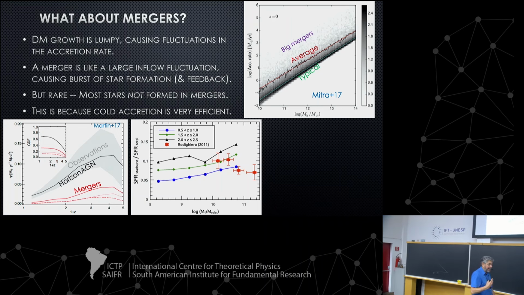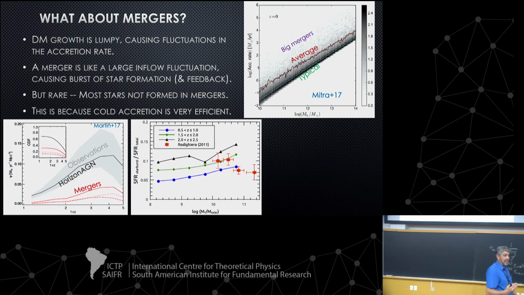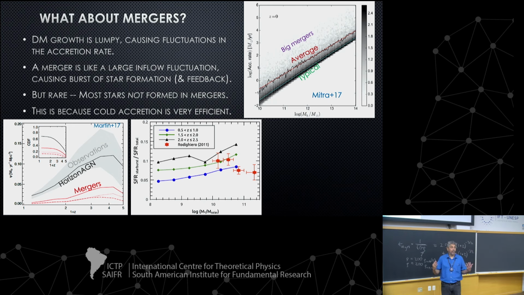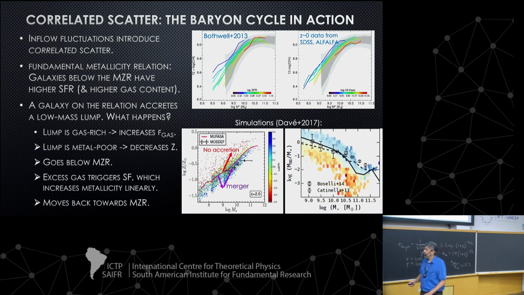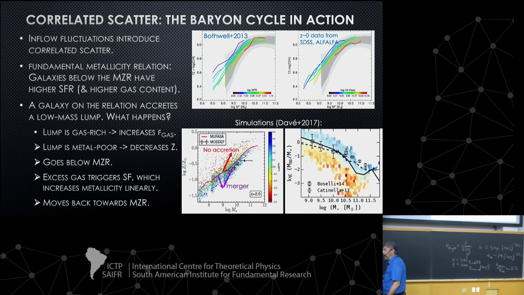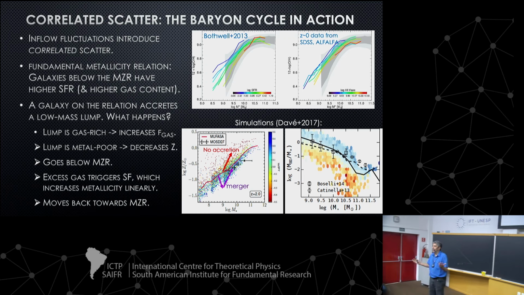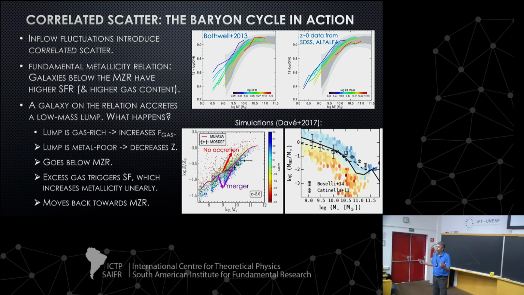So that's, I think, one of the key messages and one of the key reasons why this whole baryon cycling picture has taken off, because people realize that it's not the mergers that are doing stuff, right? They do some stuff, but if you just grow galaxies, the mergers are not that important. So the last thing is this. Okay, fine, mergers aren't that important globally, but they're still interesting, right? They can still do stuff, right?